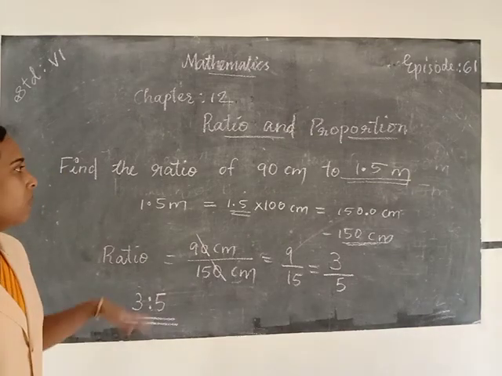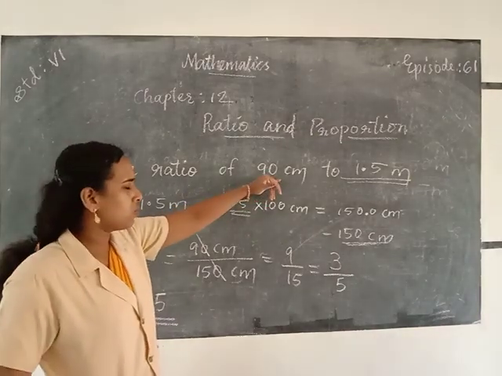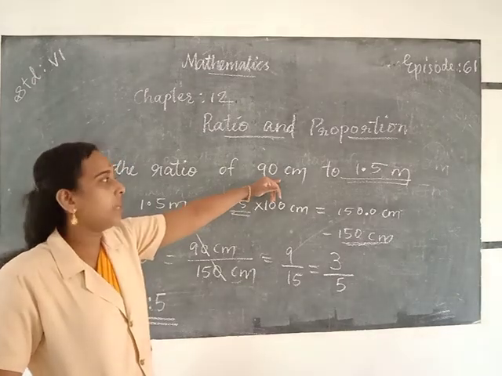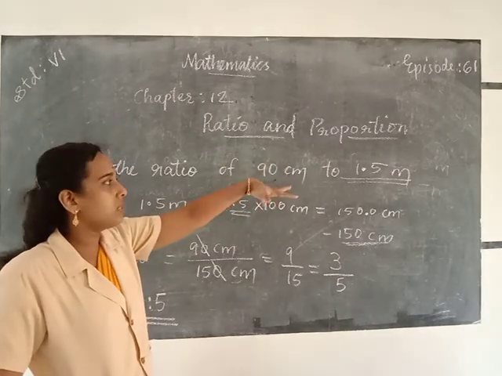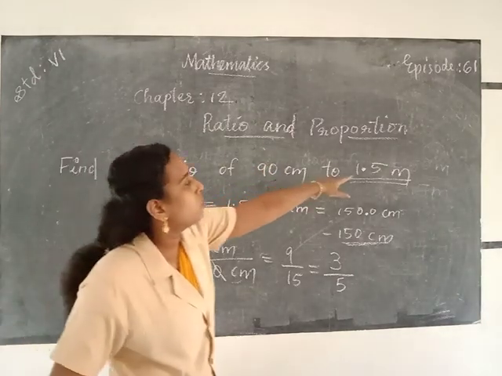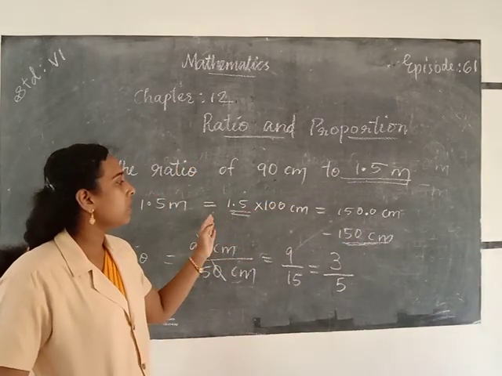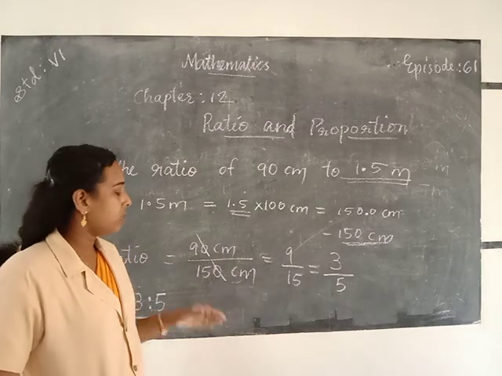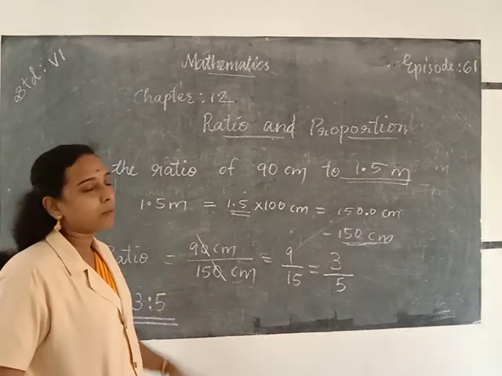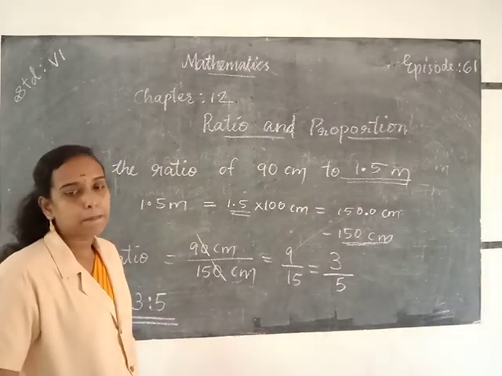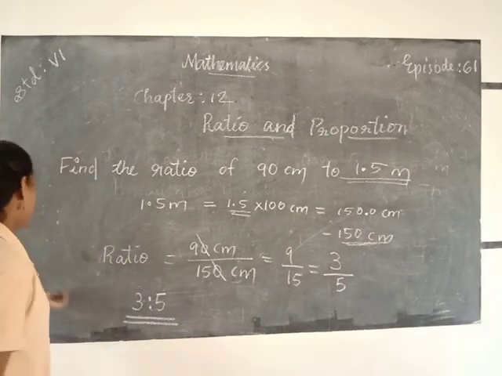These two quantities are not in the same unit, so just convert the units into the same units. To convert meter into centimeter, we multiply the number that is given in meter by 100, and we get the unit in centimeter. Then we compare the ratio. Then the next question.